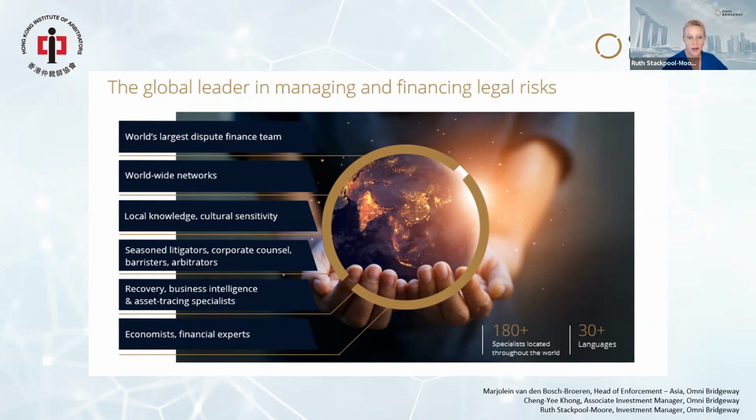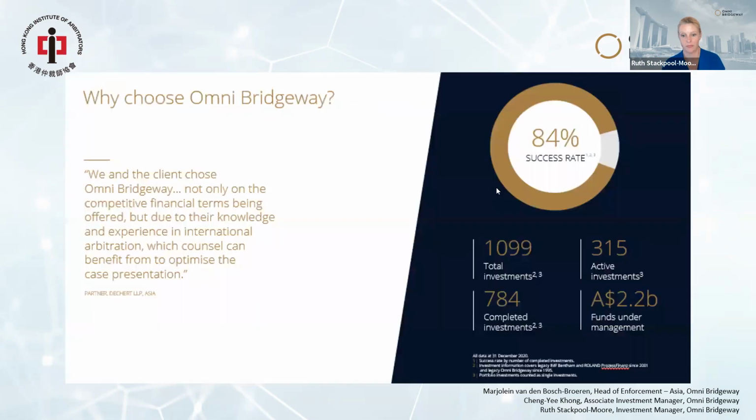In terms of then why you might choose to work with OmniBridgeway and some of the particular differentiators that might be of interest to you, I think without doubt, our strongest differentiator is our success rate. Well, I hope you agree that 84% success rate achieved over the course of more than 1,000 investments with more than 2 billion Australian dollars cumulatively at work is rather impressive. I certainly think it is. I think it's also important because it's an objective indicator of what we're able to do. We can identify strong claims and then help to achieve resolution for our clients.